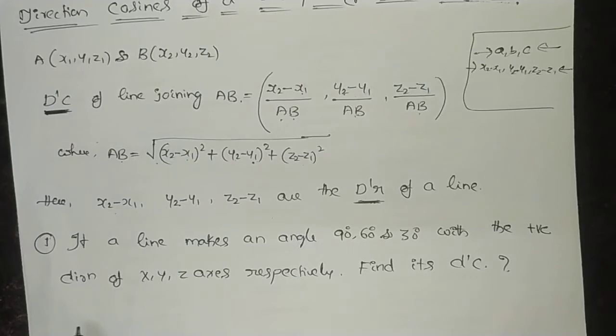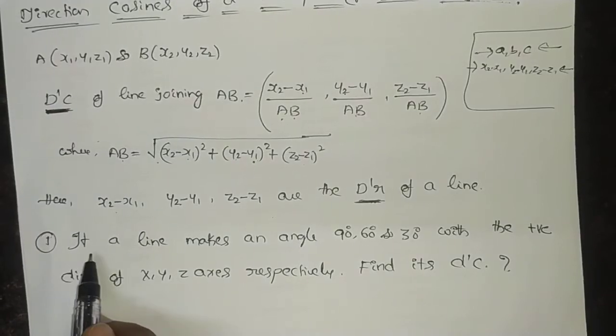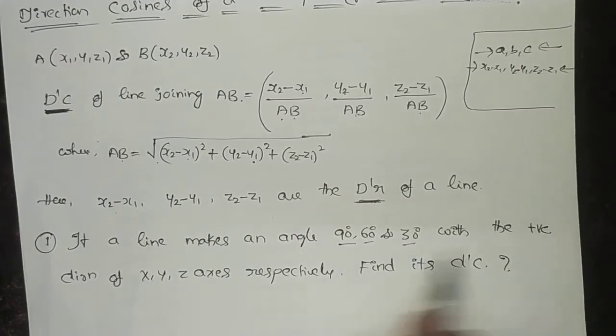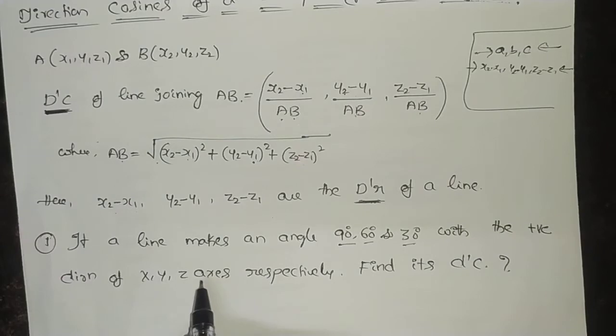Okay, it is the problem. Here we have the angles 90 degrees, 60 degrees and 30 degrees with the positive direction of x, y, z axes. You just observe, here we have "axes". Axes is the word that represents plural.